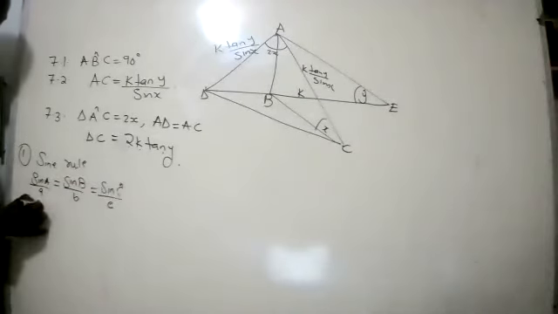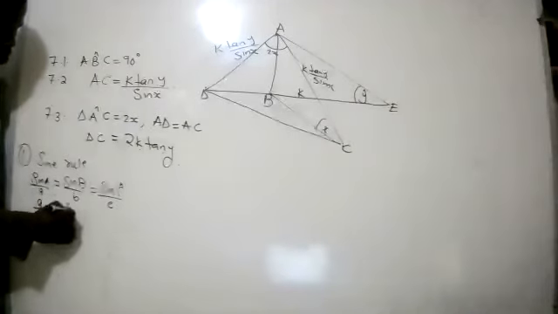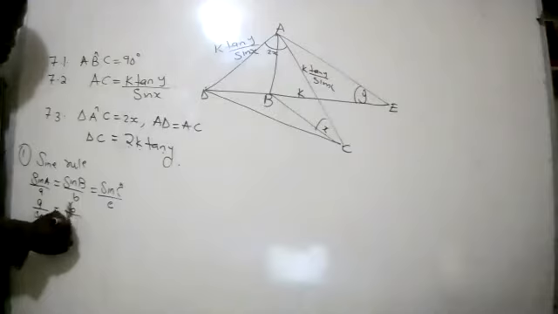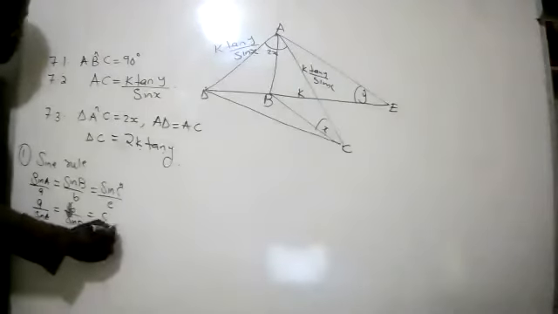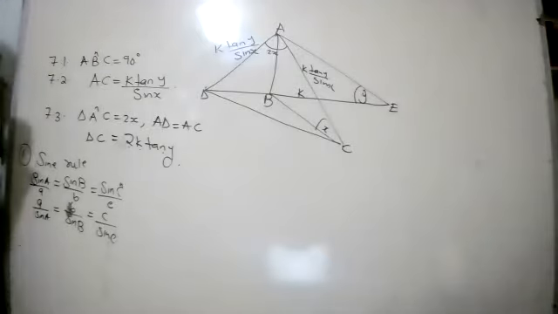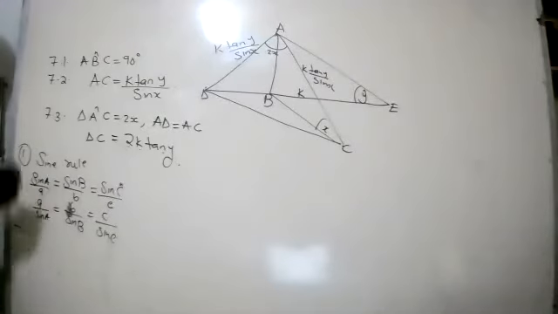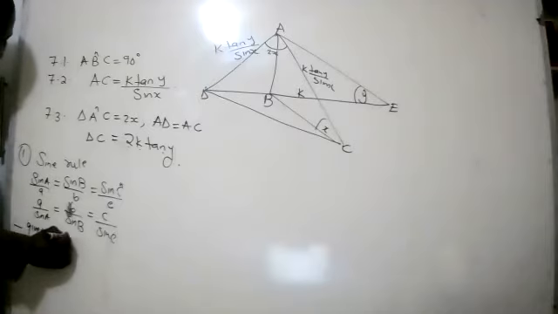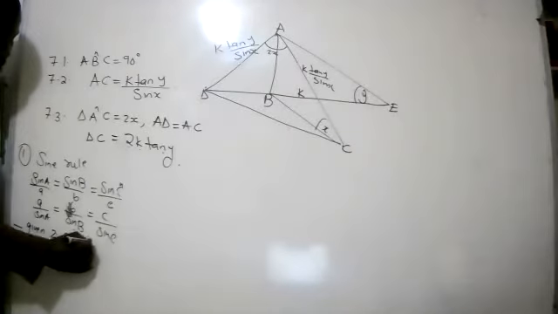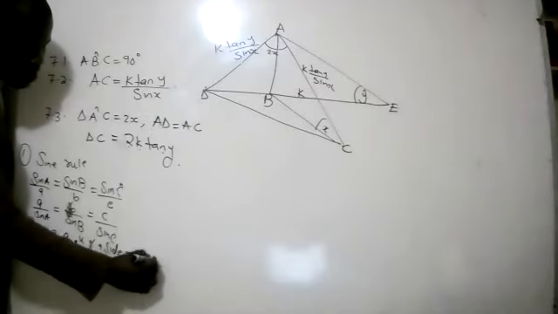You can also write this formula as a divided by sine A equal to b divided by sine B equal to c divided by sine C. You are allowed to write it that way. But there's an important question which we have to answer: when exactly do we use the sine rule? We use the sine rule if we are given two angles and a side, to calculate for a side.